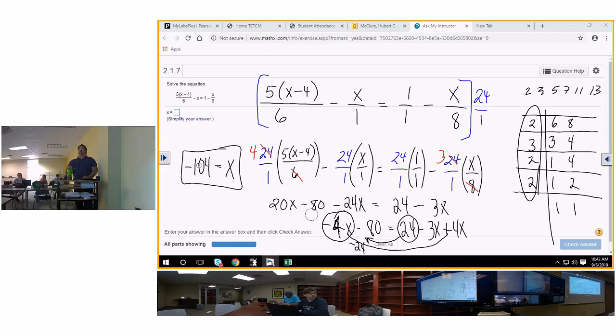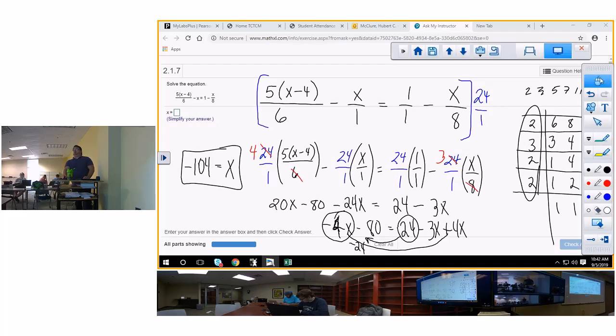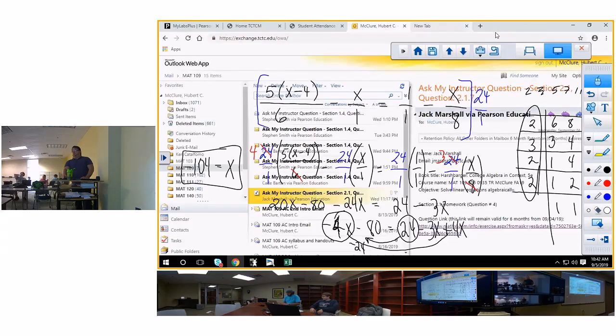Now, of course, you could plug it in to check it, or you could just plug it in once and see if it marks it wrong or not. I don't care which one you do. Negative 104. And you feel good about yourself. That's a good test question also. So you got good test questions to go over. Okay, that's 2.1. That's all of 2.1.